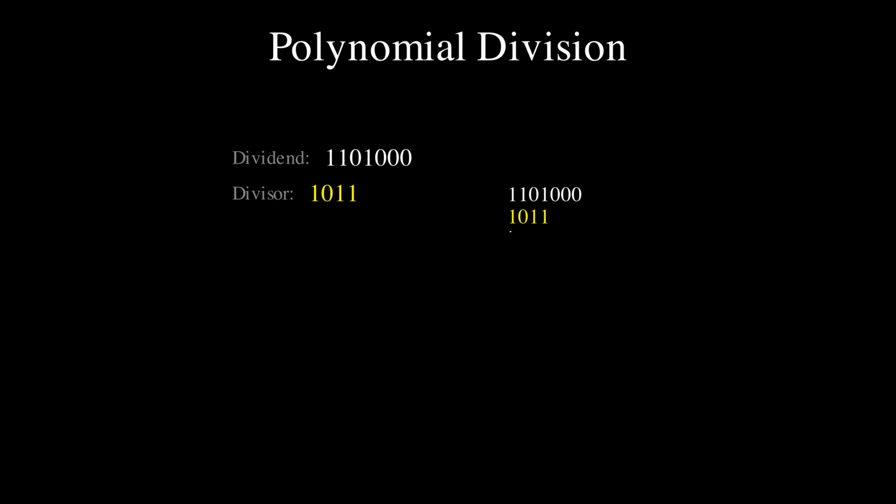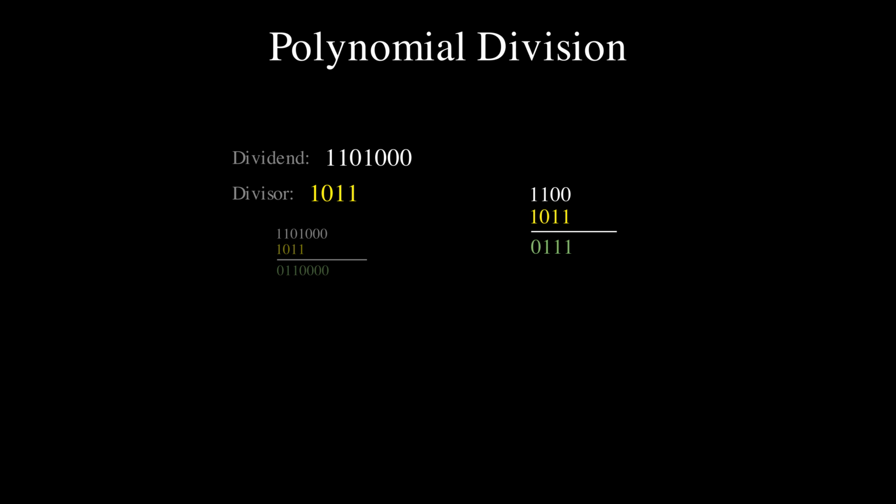Let's perform a simple polynomial division to understand the process. We'll divide 11010 by the generator 1011. First, we write the dividend with enough zeros appended. We align the divisor with the leftmost one of the dividend, then perform XOR. The XOR result is 0110. We drop leading zeros and bring down the next bits.